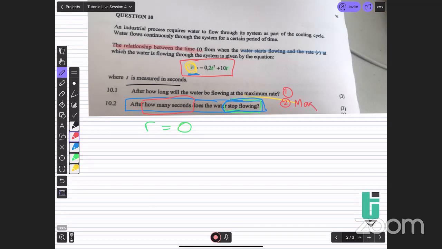So what type of graph is this, by the way? We haven't found the answer yet. I'm just asking you, what type of graph is this? A parabola. What type of parabola? A frowning parabola. So it's probably going to be like this, right? When we make r naught, we're finding the x-intercept, right? Because we're making y naught. So this is the time when r is naught, the y value.